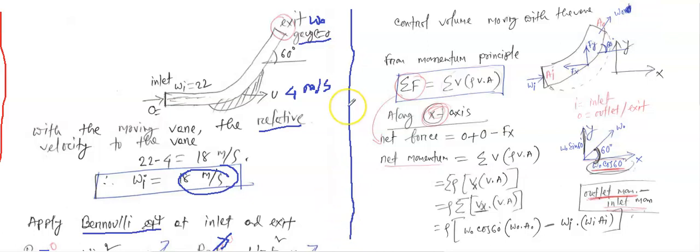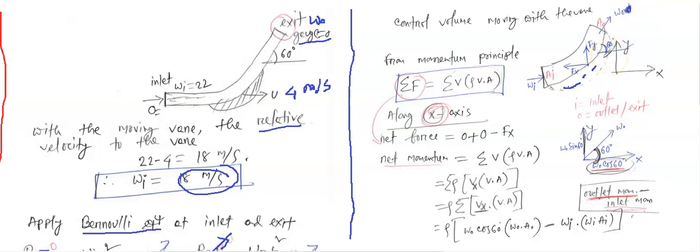Okay, if we consider the control volume moving with the vane, see here, this is the W in, this is W naught. The area is A in here, this is inlet, A naught is the outlet. If you can remember, it creates a 60-degree angle. It was the moving vane, so it deflects here and creates a 60-degree angle here.